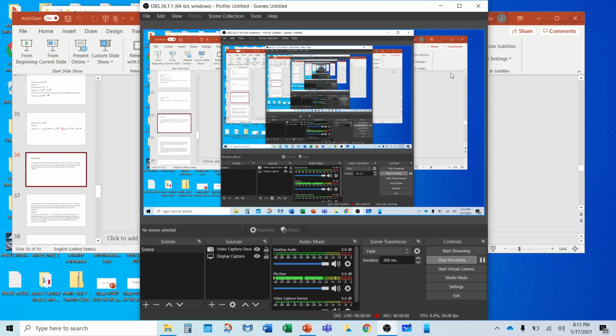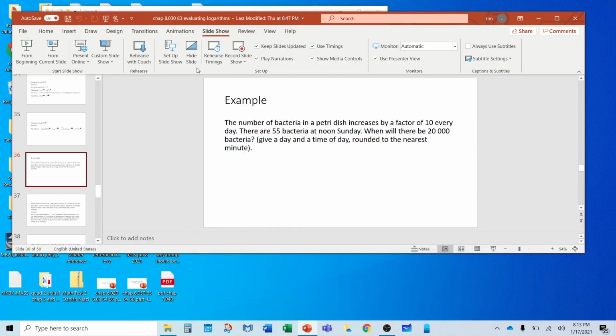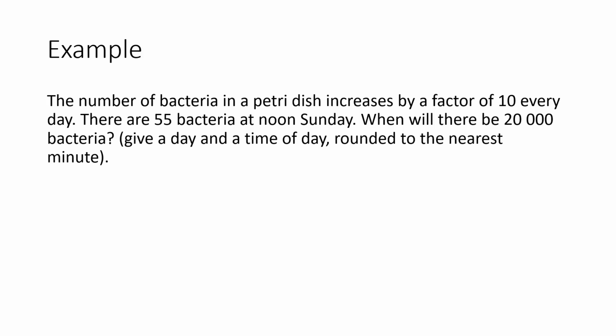In this question, we're going to be answering a word problem using logarithms. The number of bacteria in a petri dish increases by a factor of 10 every day. So what that means is if we have 2 today, we'll have 20 tomorrow, and then 200 the next day, and 2,000 the next day, etc., etc.